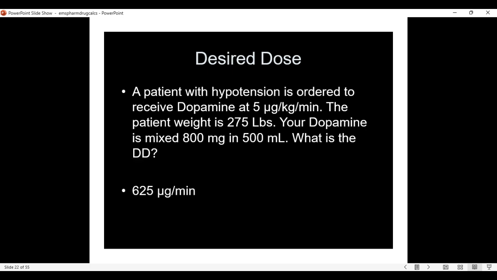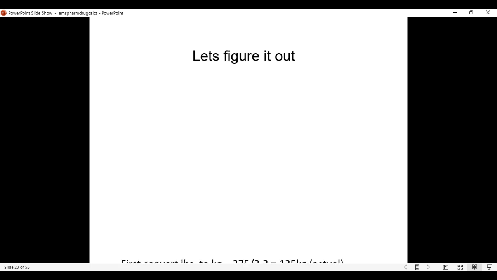Patient with hypertension is ordered dopamine of 5 milligrams per kilogram and 275. Your dopamine is mixed at 800. So what's the desired dose? They say 625. Let's try to figure that out.